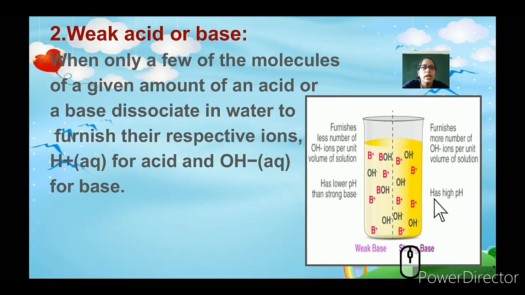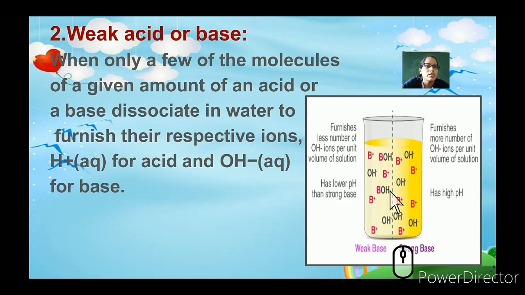So next we will see weak acids and bases. Here, very few molecules of the given amount of acid or base are able to dissociate or dissolve into the water to give rise to hydrogen ions or hydroxide ions. Hydrogen ions are always released by acids and hydroxide ions are released by bases. So let's know the difference between a weak base and a strong base.